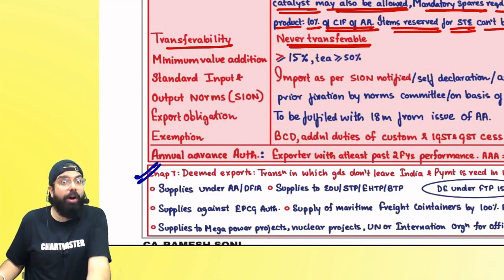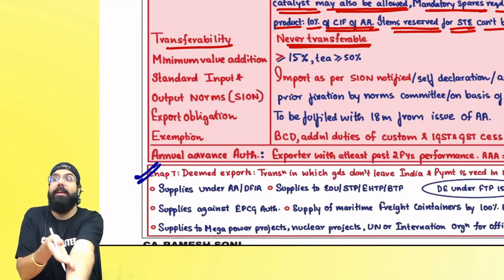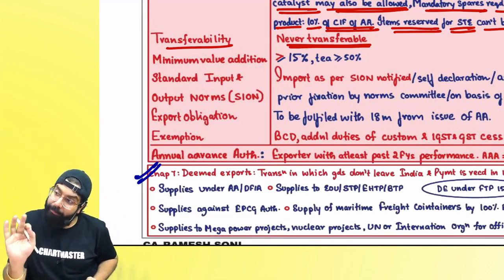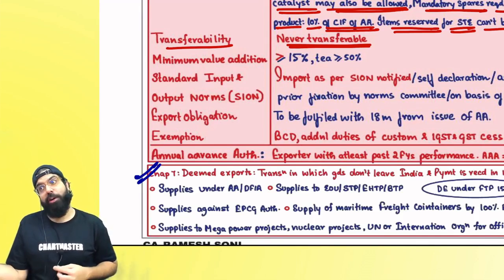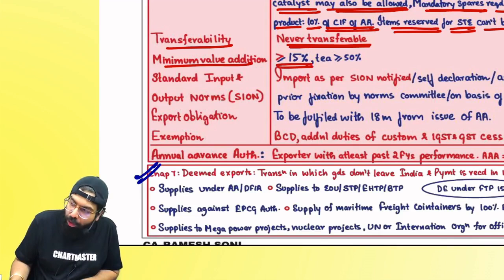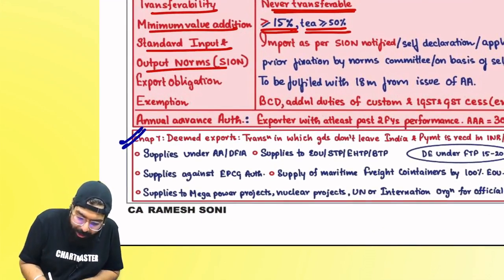Sir, I have an order for export. 1 lakh unit ka export order is there. Sir, I will get foreign currency. Only then he will give you an advance authorization. But he will tell you, I am giving you advance authorization, but make sure you earn 15%. Sir, minimum value addition is greater than or equal to 15%. In a TK case, how much? 50%. Standard input and output norm.